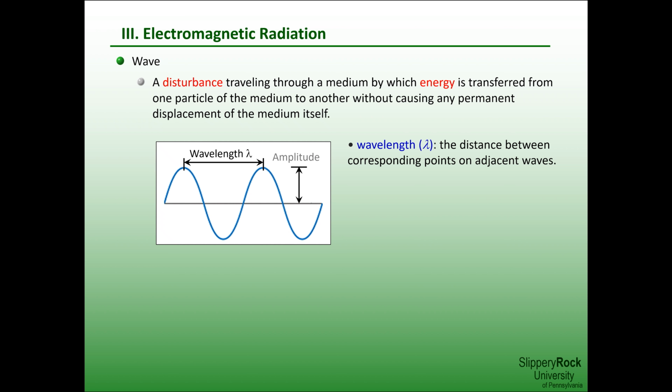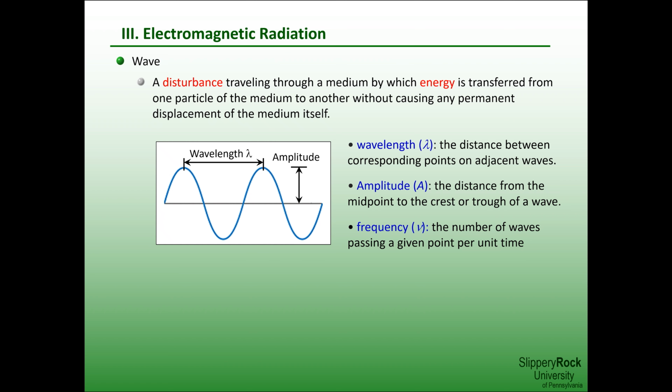Amplitude is denoted by capital A. Amplitude represents the height of the wave, measured from the midpoint to the crest or trough. It indicates the intensity of the wave. Frequency is denoted by nu.